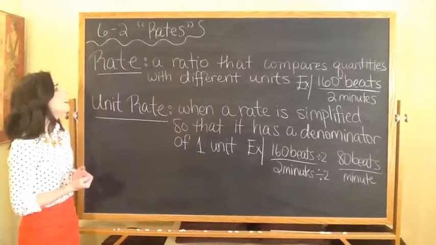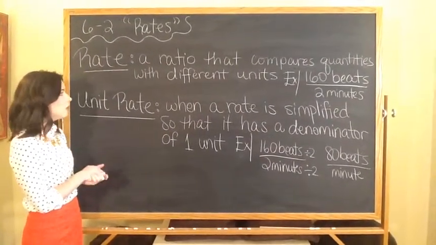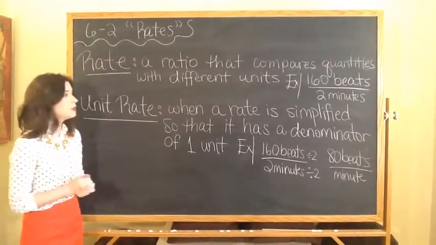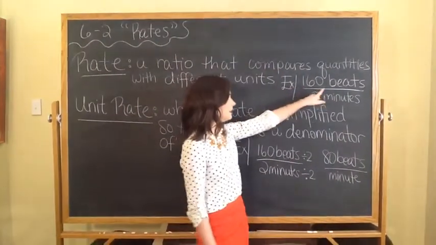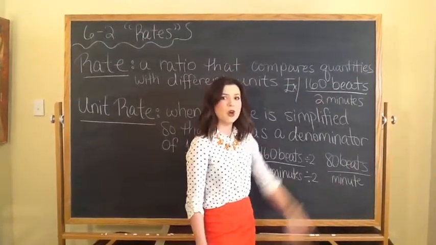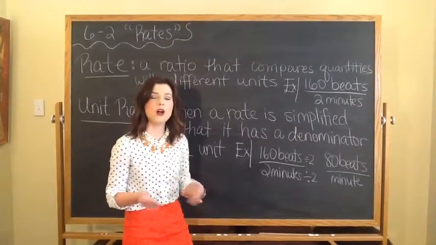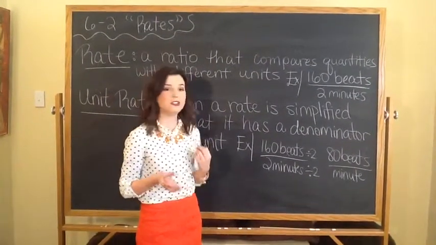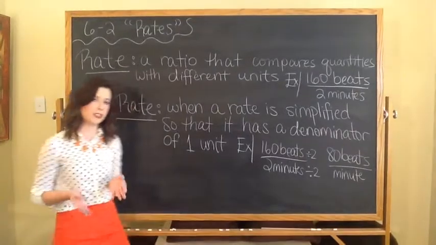A rate is a ratio that compares two quantities with different units. We're talking about different units like 160 beats per 2 minutes or 60 miles per hour. All of those are comparing two different types of units or two different types of measurements.